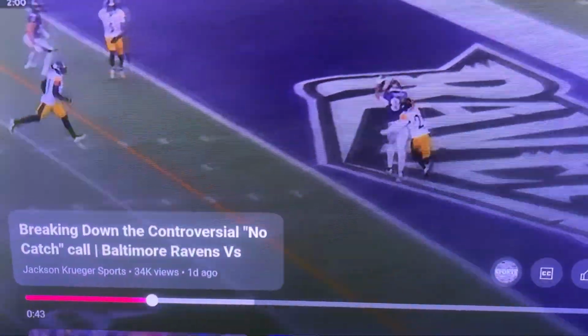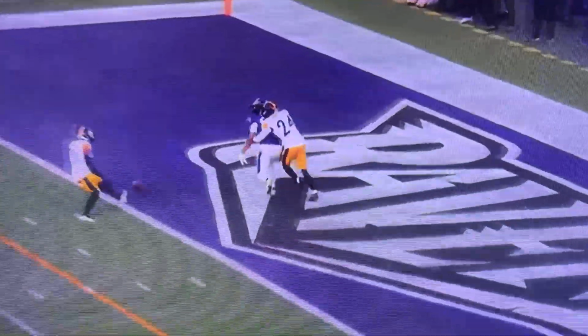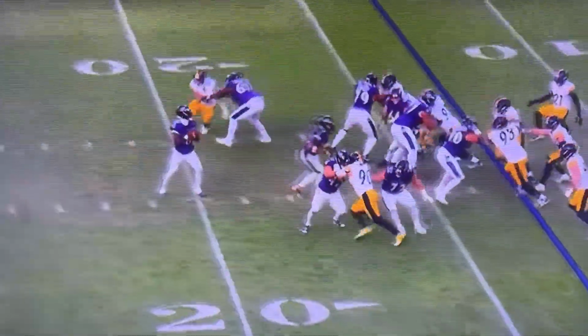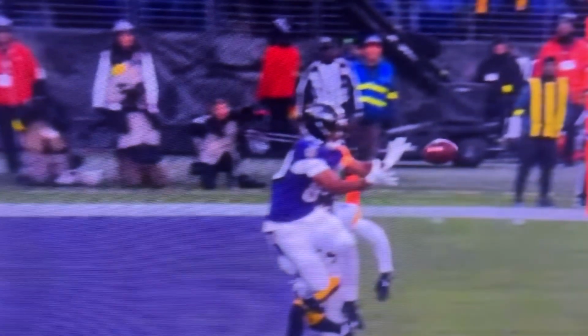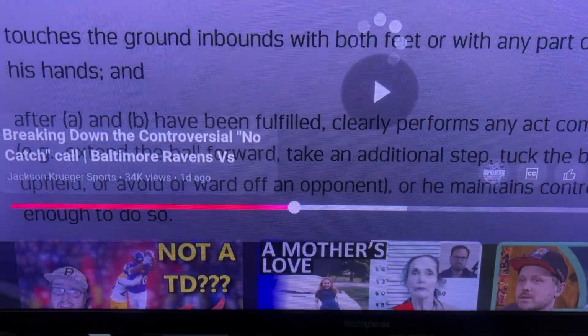So I'm going to show the catch a couple of times, or the play in question. It was ruled a touchdown on the field and then overturned. Okay. So here it is again. Lamar Jackson, Isaiah Likely. It was likely a touchdown, but it was overturned. All right. So now we get to how is a catch defined? Okay, well, let's get into it here.